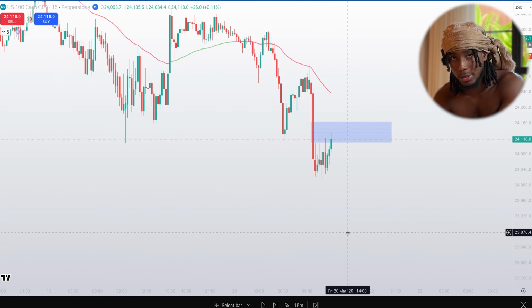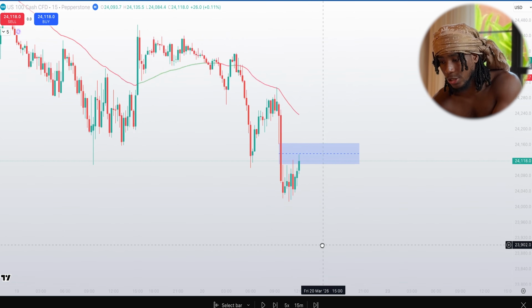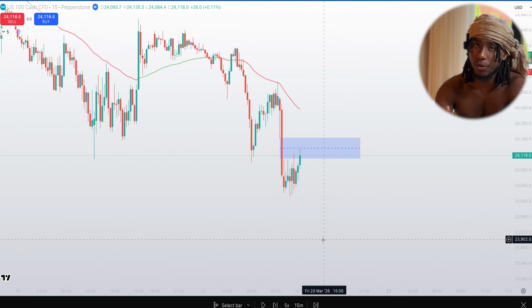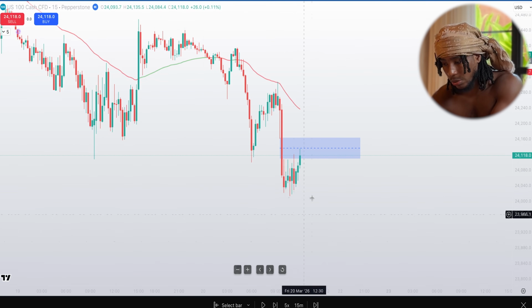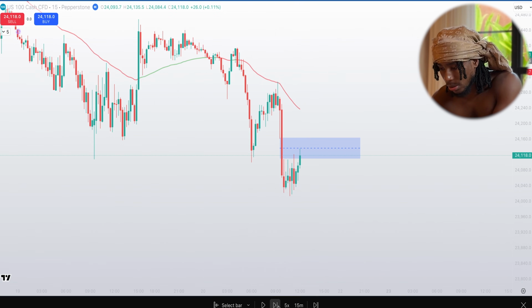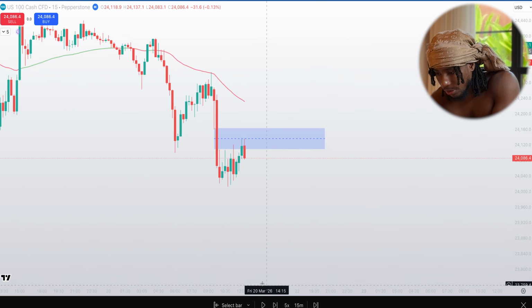Okay, price is back in this box. This is good. Now we just want to wait for some type of confirmation. If you guys follow me, I'm usually looking for some type of engulfing or something like that. Let's see if we can get an engulfing in this box. Okay, perfect. We have an engulfing right there.